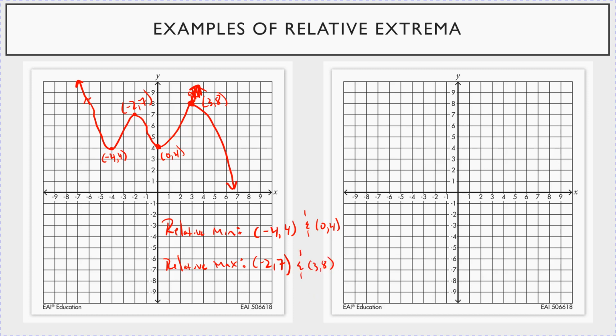Notice the values 7 and 8 are different, right? Whereas the minimum values of 4 and 4 are the same here. But that's okay, because it's just relative to the values around it. It's just like a local maximum here. So you can have different y values here. All right, let's look at one more graph and show the relative max and relative min.